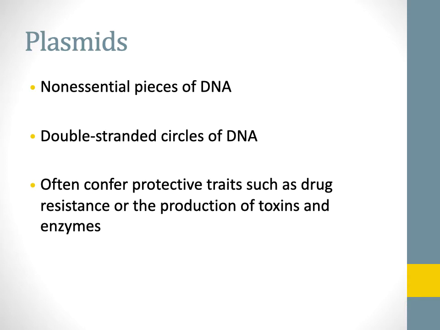The plasmid is also double-stranded and in circles, and so some bacteria can have multiple plasmids. So there's some bacteria that have 7 to 13 plasmids in them, and they all would contain different luxury genes. So genes that might code for drug resistance or production of a toxin or an enzyme. Again, that would make their life easier, but not necessarily required for it to survive.